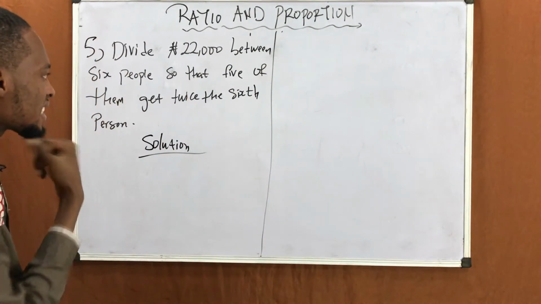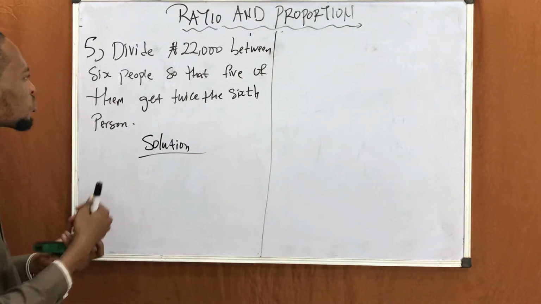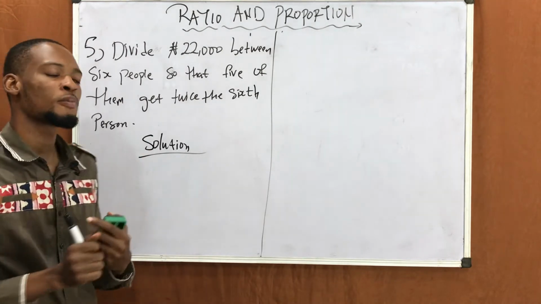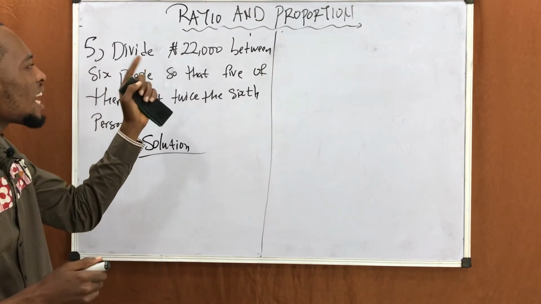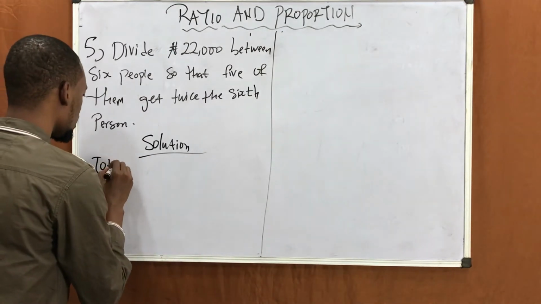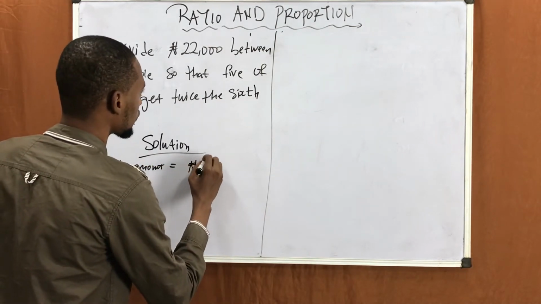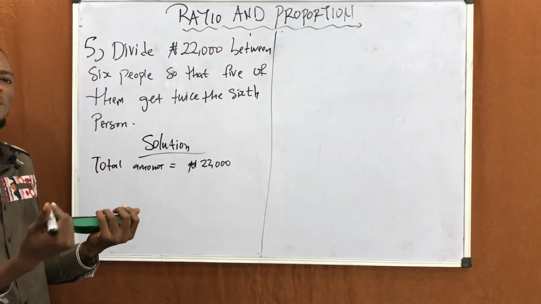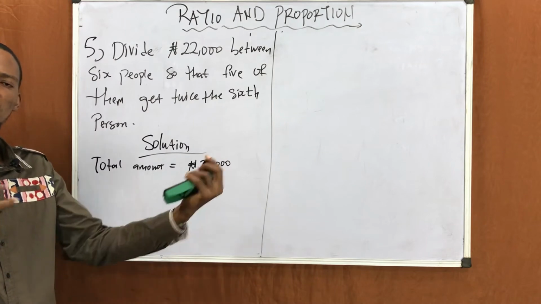Now, it says share 22,000 naira between 6 people so that 5 of them get twice the 6th person. This question requires wisdom. Now, the total amount to be divided is 22,000 naira. To be divided between 6 persons, this shows that we need to have 6 ratios. If you are sharing for 6 persons, that is 6 ratios.